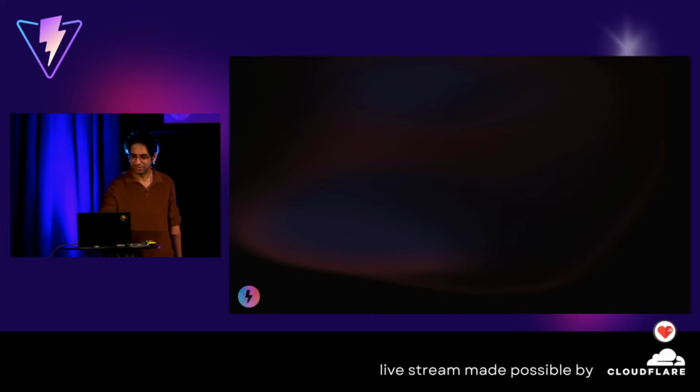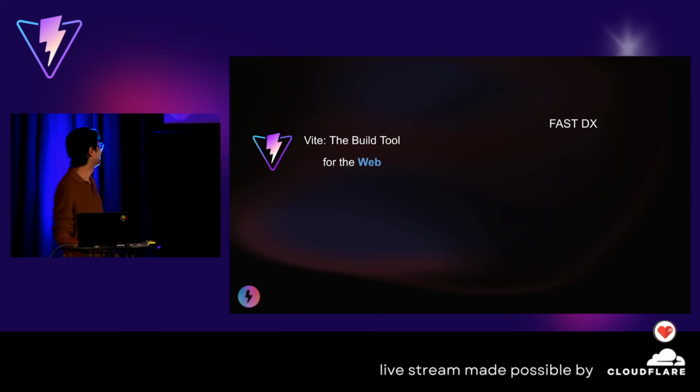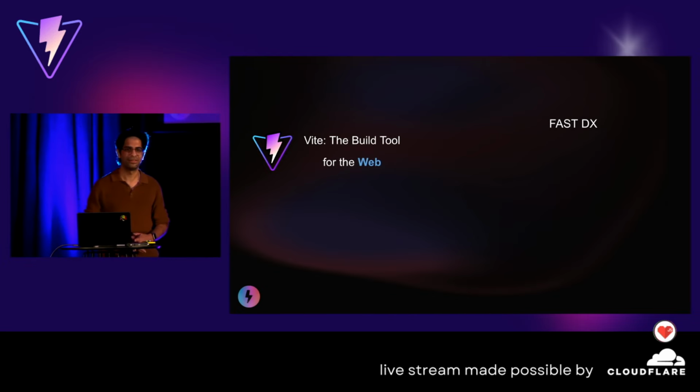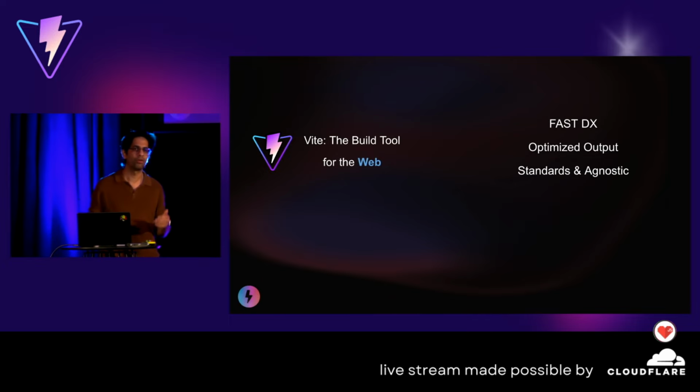So first, let's introduce Vite to you. We all came for Vite here, right? It's coming from its documentation. Vite is fast. It literally means fast. Vite is generating a really optimized output, meant for modern browsers using ESM. It's based on standards. It's not opinionated. It's made to work with any library.